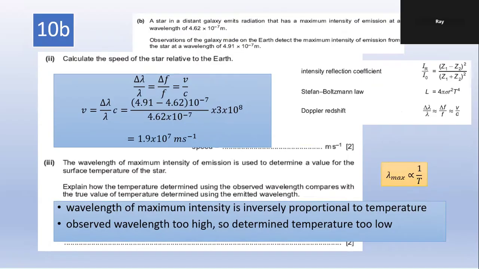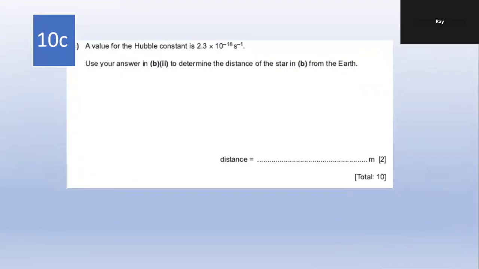Okay, any comment? If not, let's go to finish the last part. The value of the Hubble constant is given. Use your answer in B part 2 to determine the distance of the star from the Earth. How to do that?